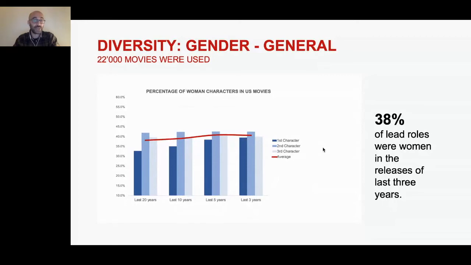So that raises a question of whether there is an effort in the industry to give more space to women in these leading characters. But we see this only at the first character. That has not been reflected in the second and third characters according to the data we have aggregated. And this is coming from 22,000 movies. It's a very big data set.